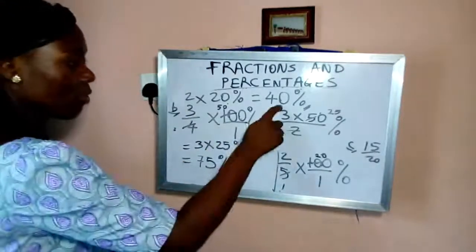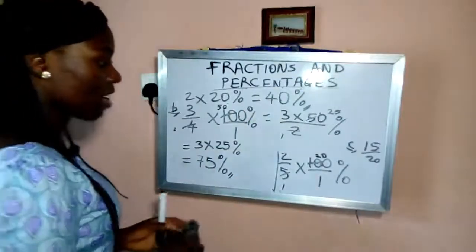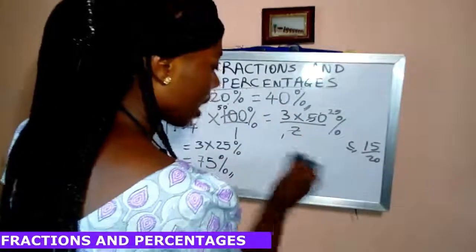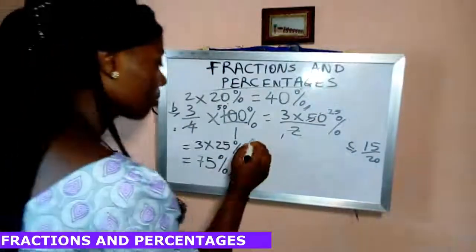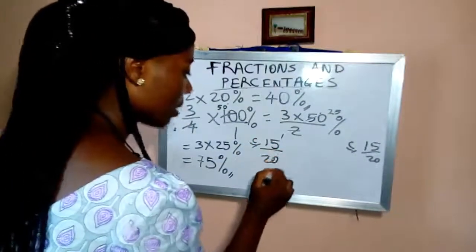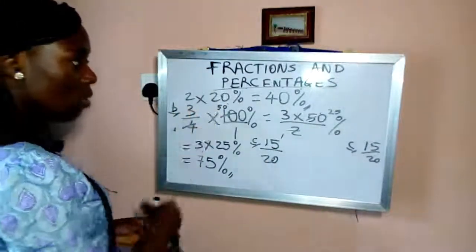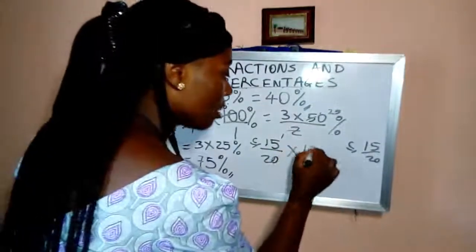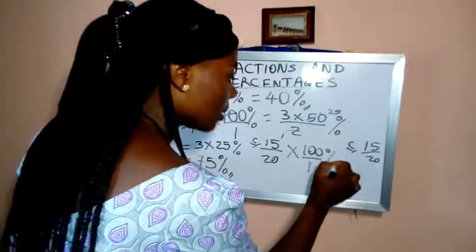Alright, for the first one we had 40%. For this we have 75%. Let's see the last one. C. Our C. 15 over 20. Same way we've been doing the others. We multiply by 100 over 1%.